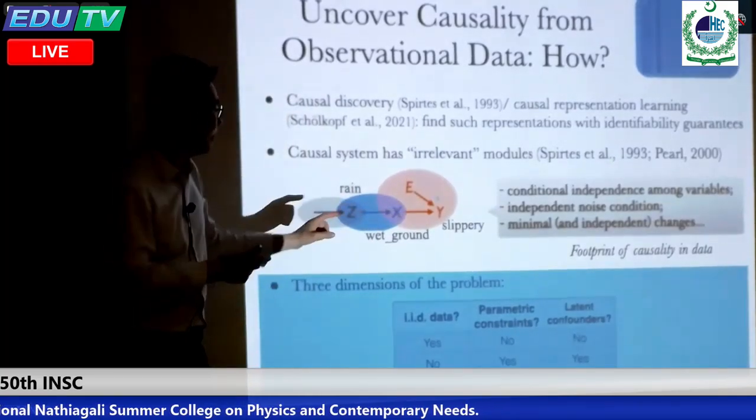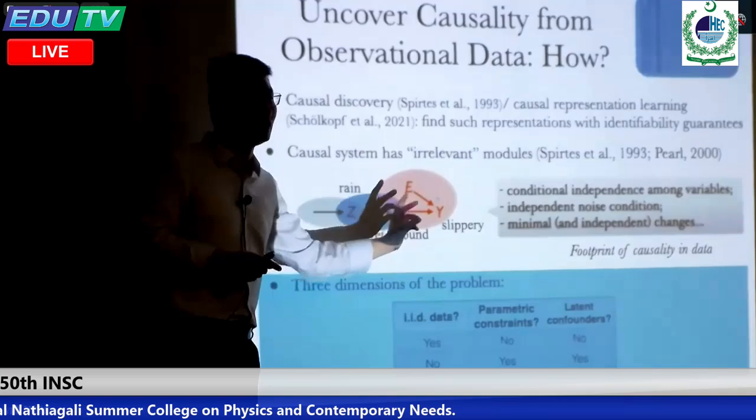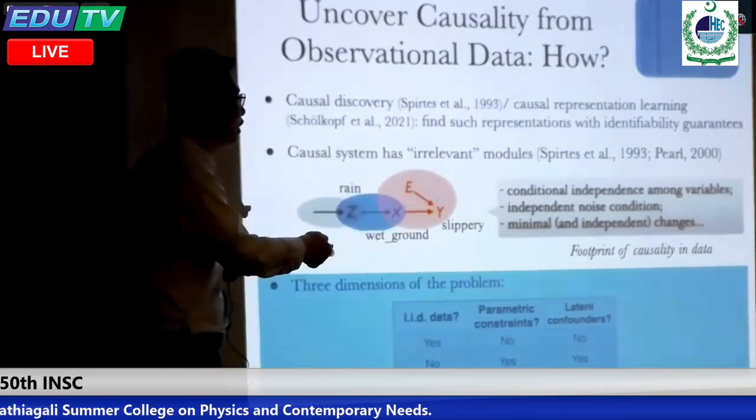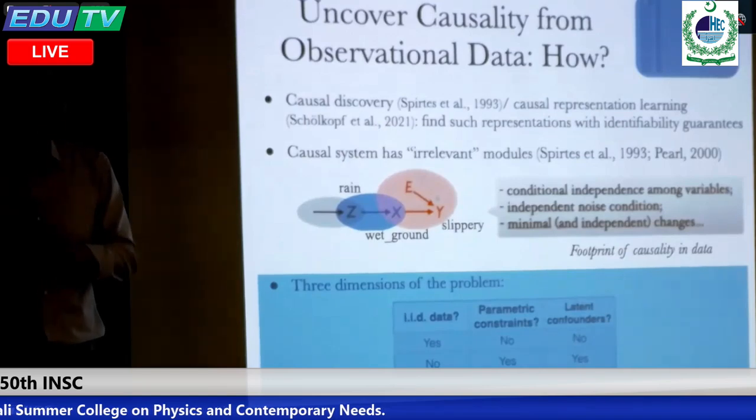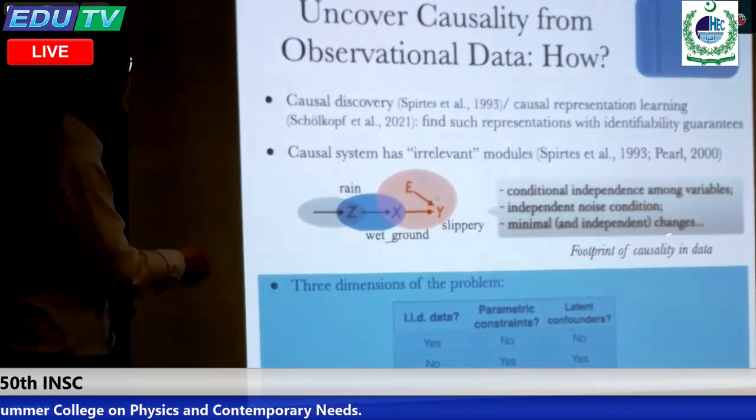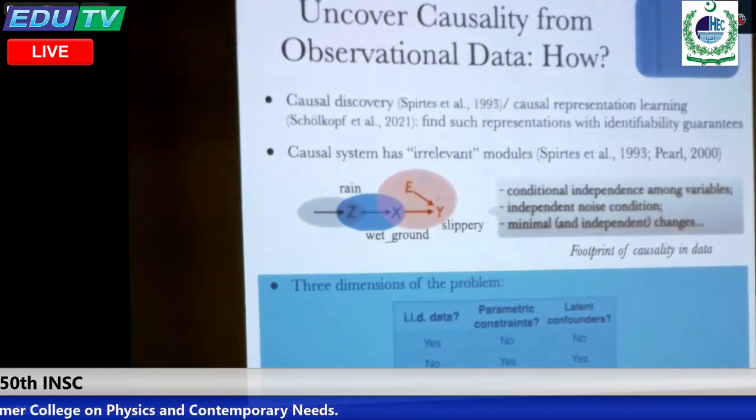That's the only change. But if you use the wrong causal model or an alternative causal model, you have to incorporate more changes. And those changes will be dependent. So this is what I mean by minimal and independent changes in the causal model. If you have non-stationary environments, you can make use of this property to discover causality.